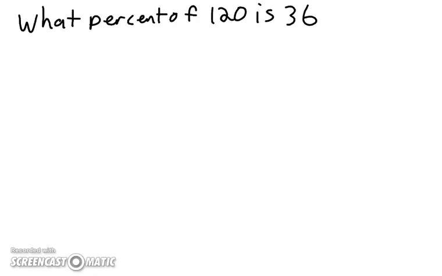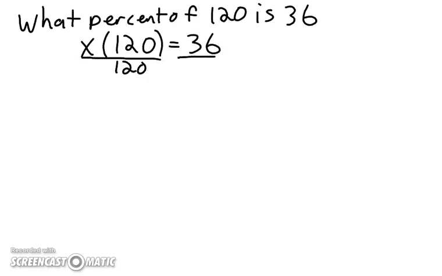So in this problem, if you're asking what percent, well, we don't know what percent, we're going to say that's x. Of simply means times, multiply. So times 120. And then it says is, well, is always going to mean equals, and then 36. Now if you want to get x alone, you divide by 120. So x equals 0.3, but we're not looking for a decimal, we're looking for a percent. So we have to change that decimal to a percent. So this is 30%.